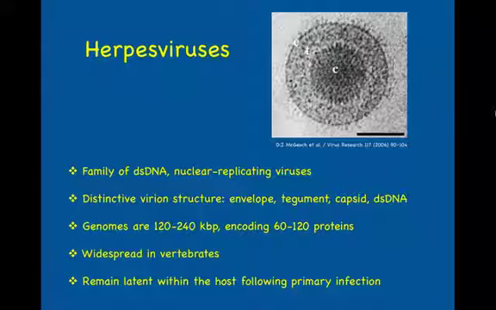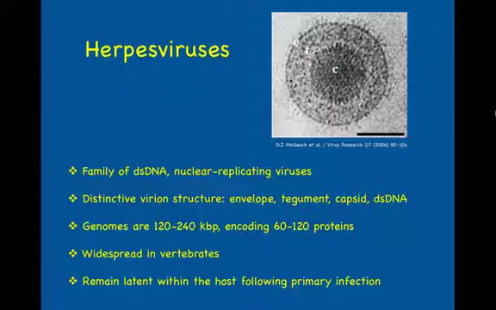Genomes are about 120 to 240 kilobase pairs, and they encode 60 to 120 proteins. So this is bringing a lot of genetic material for something as small as a virus, and a lot of proteins. Where do I know that's a lot? Because something like influenza, which I am currently working with, is somewhere around 10 to 12 genes and encodes about 8 proteins. So yeah, it's quite a bit.